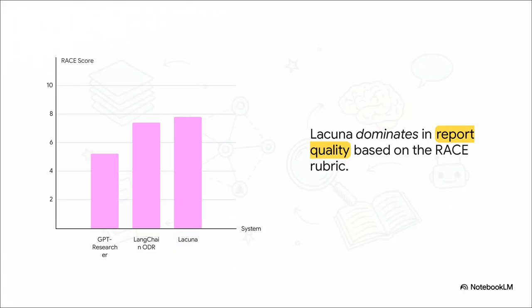To visually hammer home this victory, let's break down the actual judged quality of those generated reports, using the RACE rubric, which scores comprehensiveness, insight, and readability out of 10. GPT Researcher sits at 5.24. LangChain Open Deep Research is at 7.42. But Lacuna absolutely dominates with a score of 7.82. By running parallel workers over a pre-computed map, it produces incredibly comprehensive and highly readable survey-style reports.